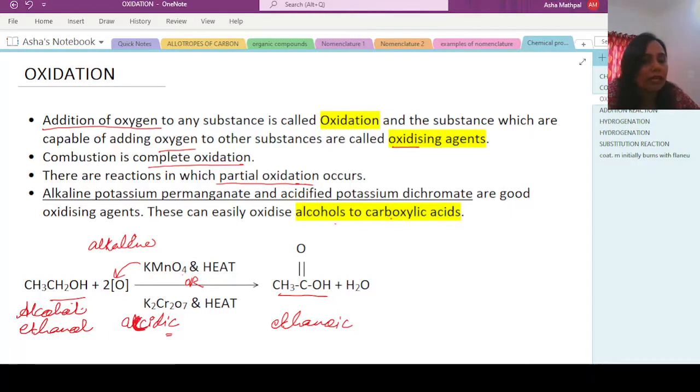So why is it so? Because they both act as good oxidizing agents. They add oxygen to alcohol. Once oxygen is added to alcohol, it will change to acid. So here I have written the example of ethanol to ethanoic acid along with water. So this is the oxidation reaction.